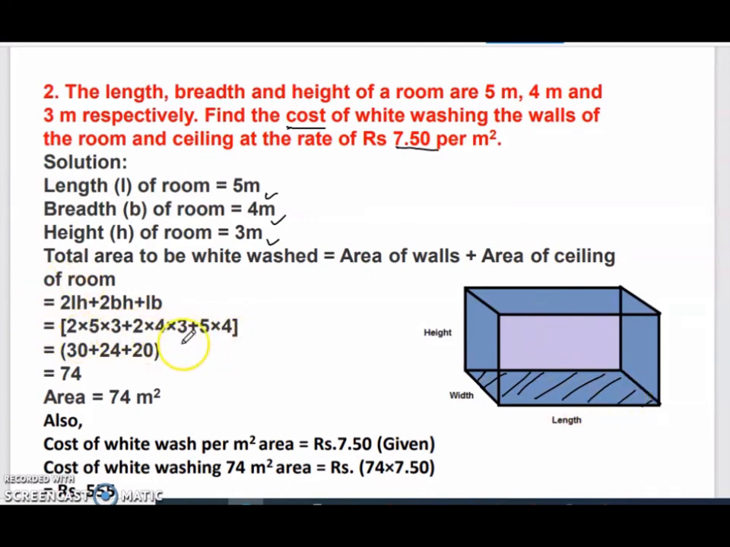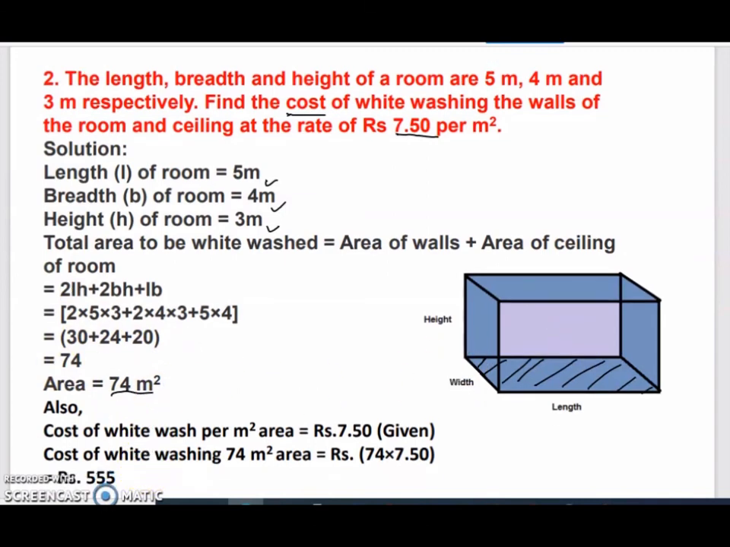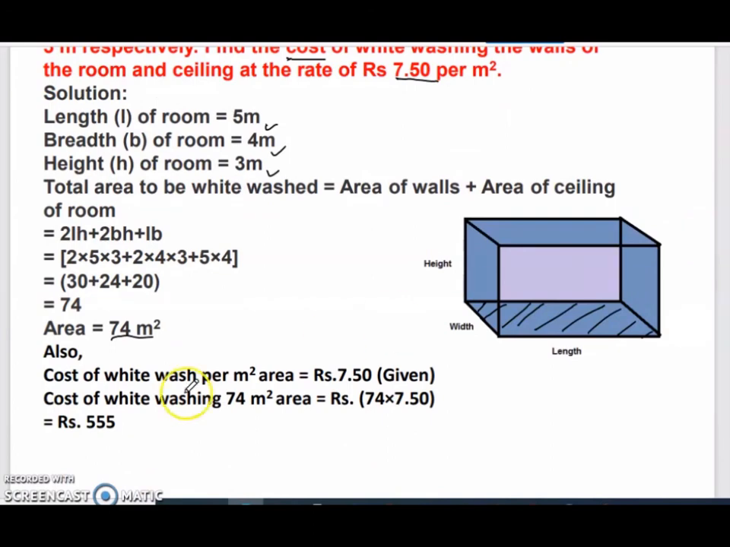Then you will substitute the given values of length, breadth and height and you will find the area. So which is coming as 74 meters square. So cost of whitewashing, if for 1 meter square it is 7.5 rupees, then for 74 it will be how much? So multiply 74 with 7.5. So the answer will be rupees 555.